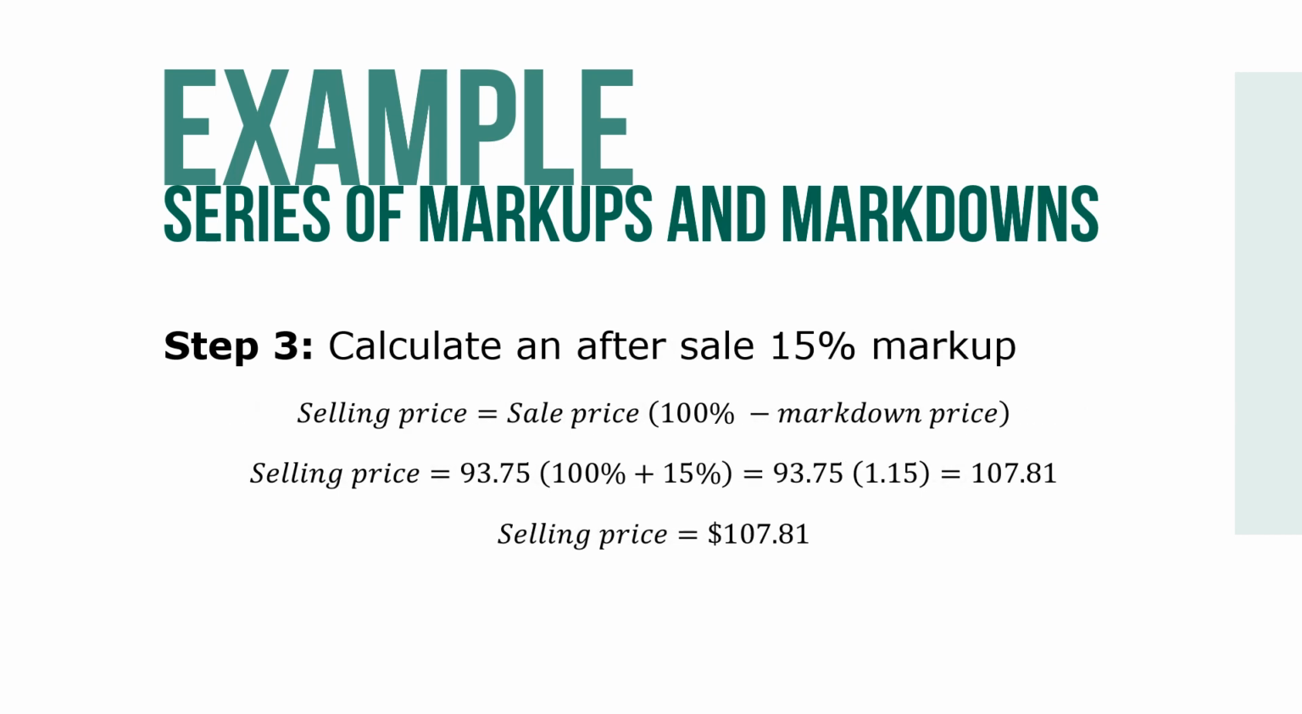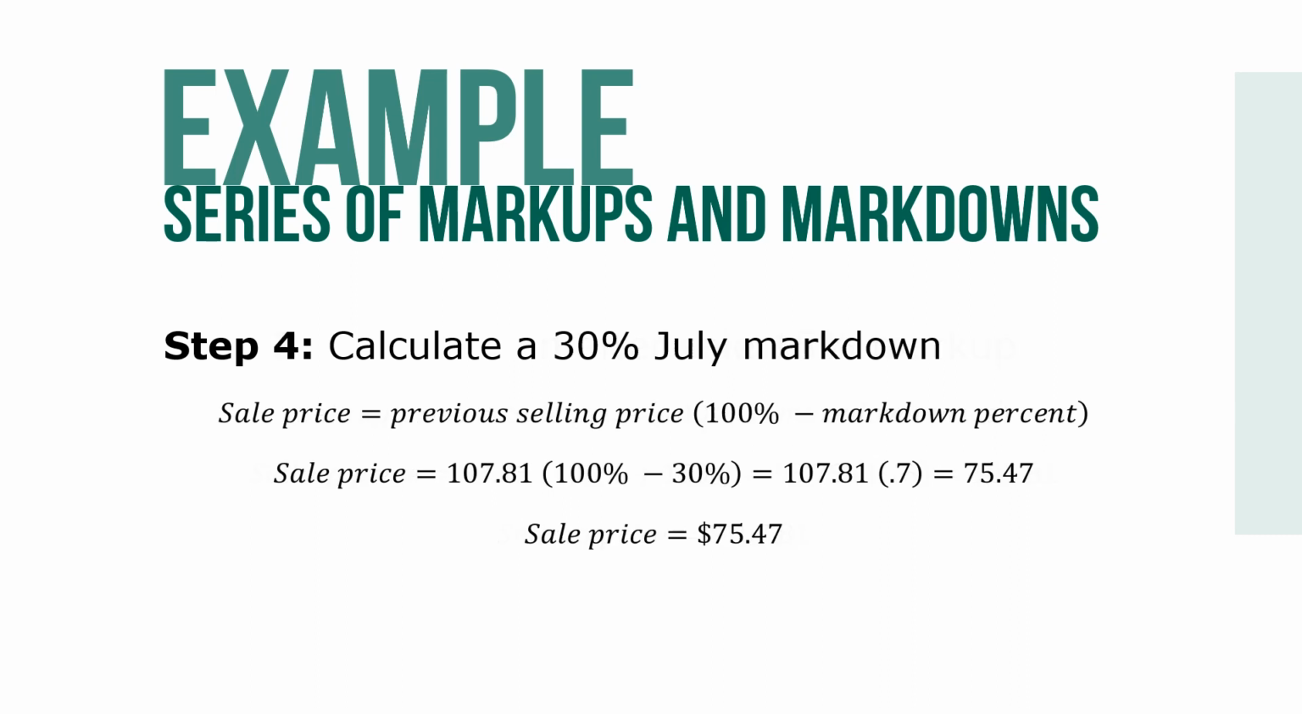Calculate an after-sale 15% markup. Selling price equals the sale price times 100% plus the markup percent. So selling price equals $93.75 times 100% plus 15%, or $93.75 times 1.15, to give us a $107.81 selling price. Calculate a 30% July markdown. Sale price equals the previous selling price times 100% minus the markdown percent. So our sale price equals $107.81 times 100% minus 30%, or 107.81 times 0.7, to give us a $75.47 sale price.